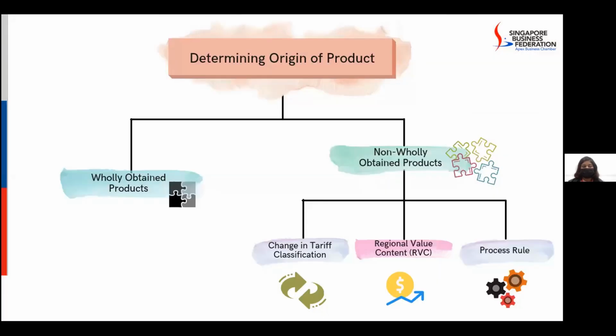Next. This slide actually shows how the rules of origin are categorized. One is wholly obtained products, another is non-wholly obtained products that need to be substantially transformed to be considered originating. This can be determined by a change in tariff classification, regional value content, or the process rule, which mainly applies to chemical or textile products.